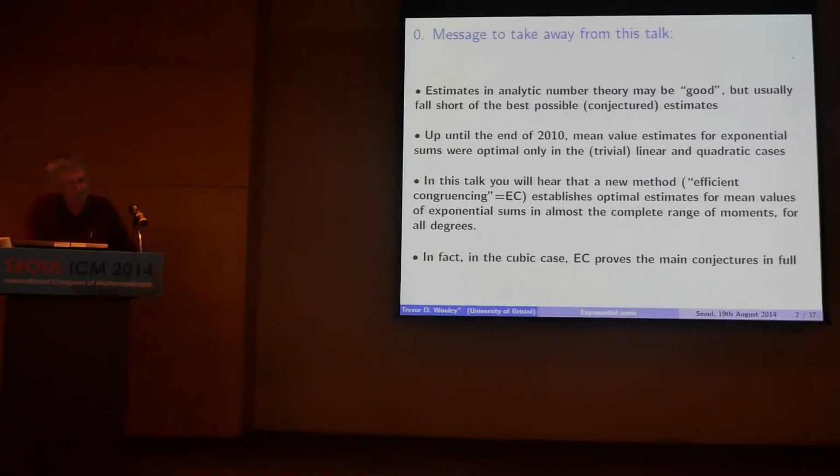And until the end of 2010, really until the start of 2011, this was true of the topic of mean value estimates for exponential sums, except in the trivial linear case and in quadratic cases. In the quadratic case, even basic methods actually give you very close to best possible results. So somehow quadratic cases are special. So what you'll hear about is a new method based on an old method, which establishes either optimal estimates or very nearly optimal estimates throughout the full range for all degrees.